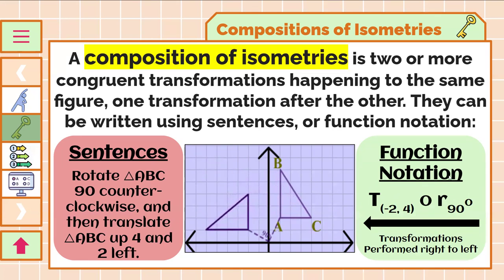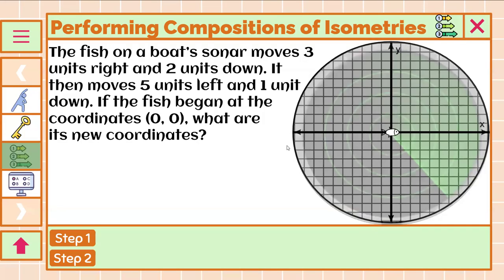Now, one thing to take note of, in function notation, we actually do our transformations right to left. So we do them backwards. We rotate this first, then we translate it. Let's actually do an example here.